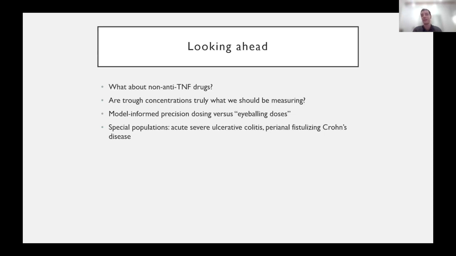And on the other hand, we have acute severe ulcerative colitis, a potentially life-threatening form of acute exacerbation of ulcerative colitis, where patients also probably need more drug to avoid surgery and enjoy nice treatment outcomes. So this brings me to the end of my presentation, and I'm happy to pass the relay baton on, via Erwin, to Lisa. Thank you.